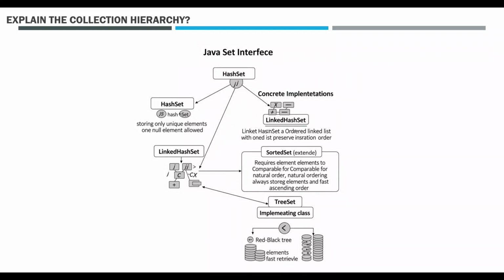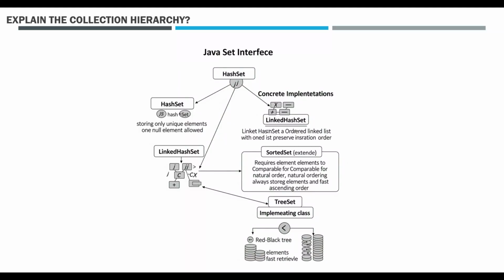Then comes the LinkedHashSet. Now this is, I would say, an ordered version of a HashSet. It is going to maintain its data in a doubly linked list across its elements. This is going to preserve your insertion order, as I mentioned.